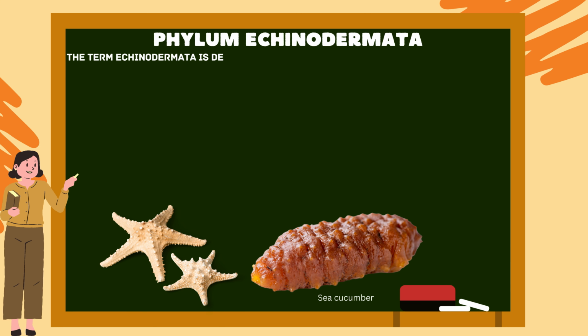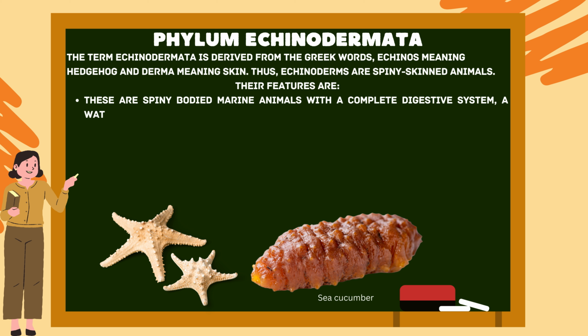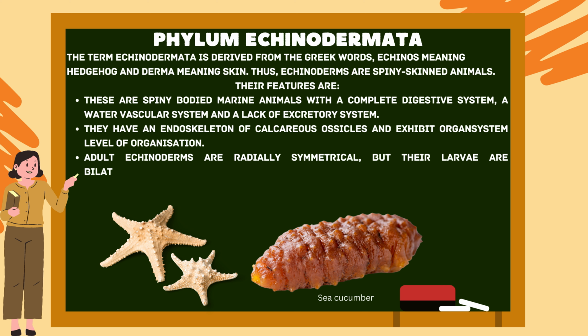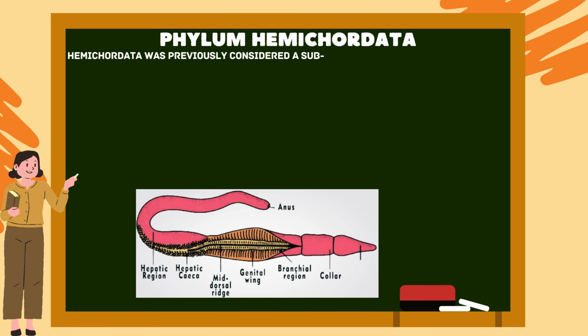Phylum Echinodermata. The term Echinodermata is derived from the Greek words echinos, meaning hedgehog, and derma, meaning skin. These echinoderms are spiny-skinned animals. Their features are: these are spiny-bodied marine animals with a complete digestive system, a water vascular system, and a lack of excretory system. They have an endoskeleton of calcareous ossicles and exhibit an organ system level of organization. Adult echinoderms are radially symmetrical, but their larvae are bilaterally symmetrical. They are triploblastic and coelomate animals. The mouth is on the lower side and the anus is on the upper side. Phylum Hemichordata. Hemichordata was previously considered a subphylum of Chordata, but is now a separate phylum under non-Chordata.